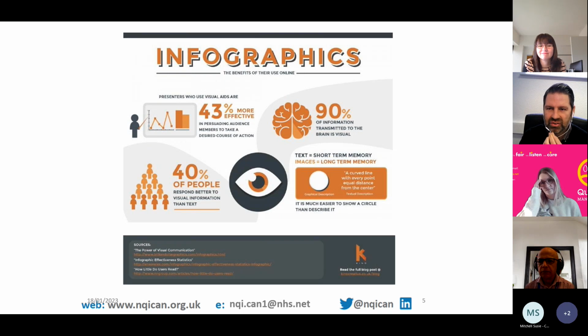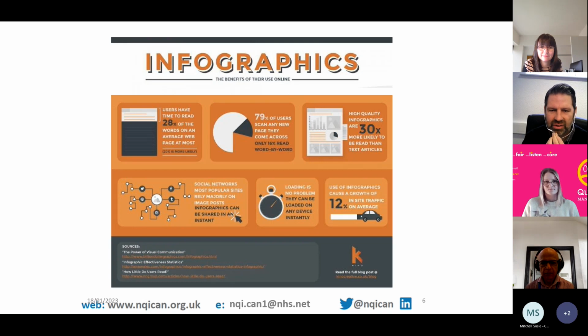So ultimately, when you're trying to share your clinical audit information, you want people to take notes and you want people to respond to the information that you're trying to share. And again, this is another good statistic that people remember images long-term, text is only short-term memory. So again, really good reasoning to why we should use infographics. There's further information for you there about the importance of them, but we've covered that on the previous sessions, which are all available to view on the NQI CAN forum.